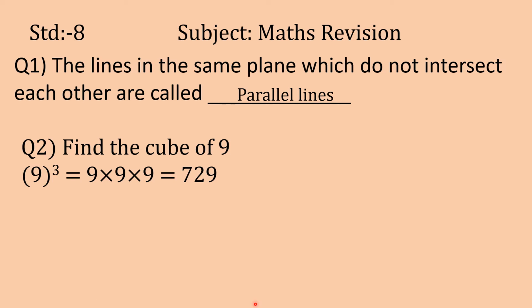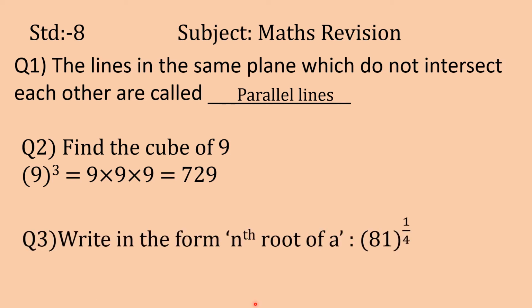Okay. Now moving to the third question. What is given? Write in the form nth root of a. You have to write in the form of nth root of a. And the question is 81 raised to 1 upon 4. So you know this is a, that is, base is here a, and this 1 is known as power and the 4 is known as root. So you have to write it in the nth root of a.